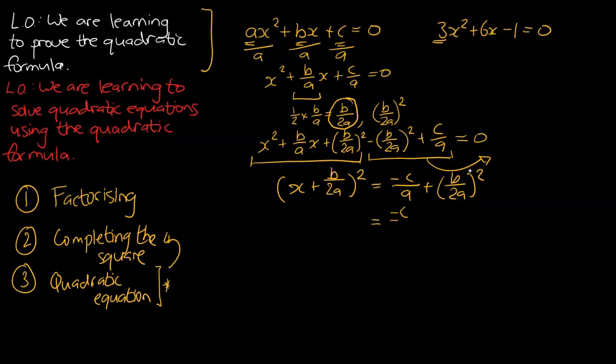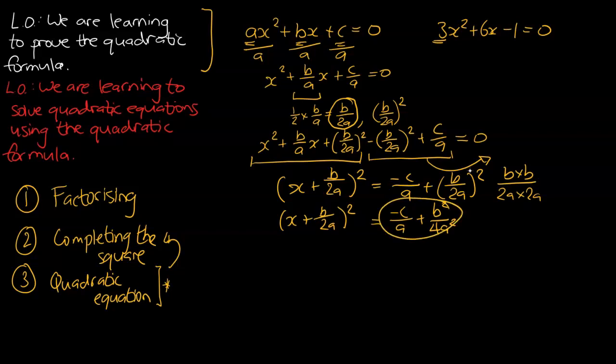So that's going to be negative c divided by a plus b squared over 4a squared. So that is b times b divided by 2a times 2a. And that left-hand side has not changed, so we're just going to leave that as it is. We're now just going to simplify the right-hand side over here.